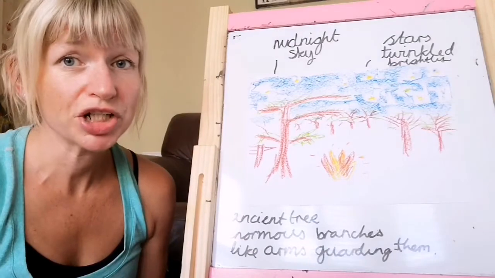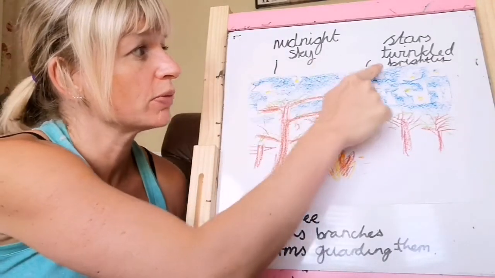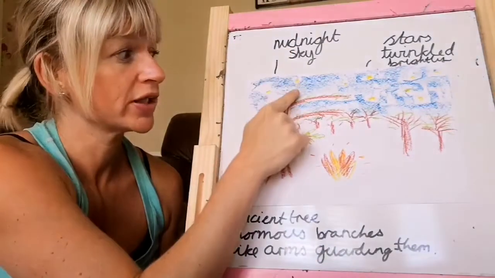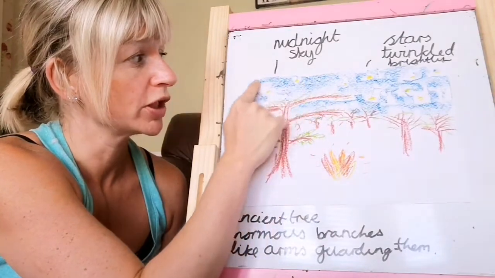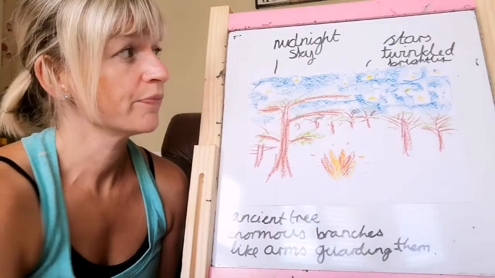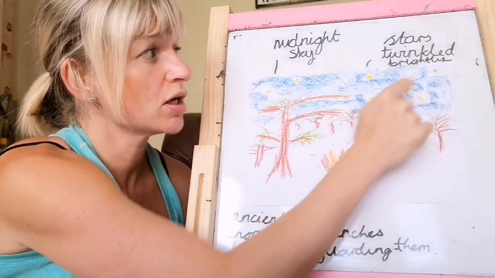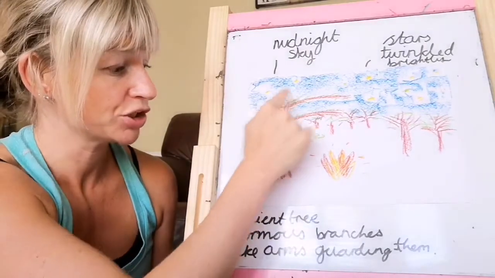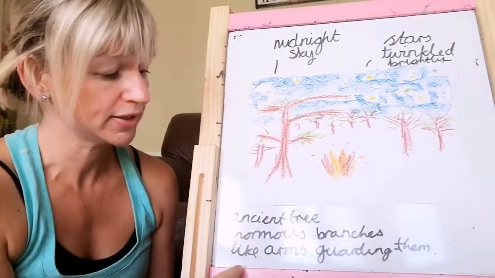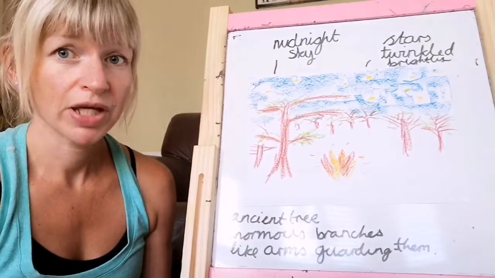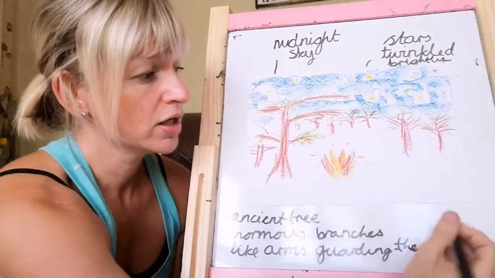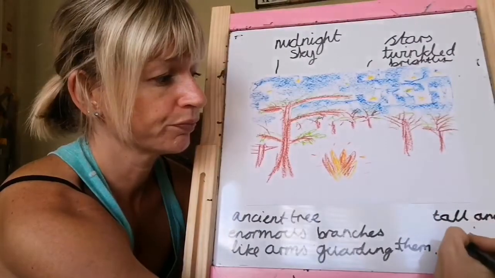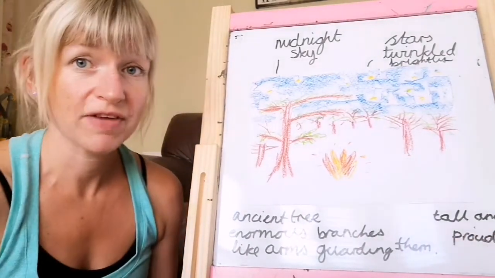Here's the start of my illustration, and what I've done is I've also begun labelling how I know what to draw. So I knew to draw the midnight sky, which is why I've chosen to use this dark blue and begin colouring in that sky. I've known to draw these stars that twinkled brightly from the descriptive piece of writing. I've also known to draw an ancient tree with enormous branches like arms guarding them. And then when I was drawing my fire, I knew to make them tall and proud. So that was in the description of the flames.